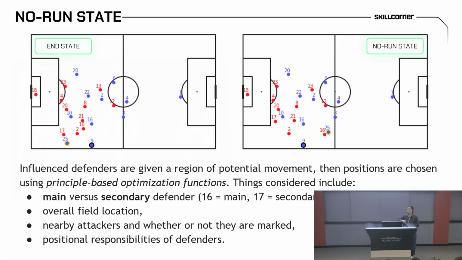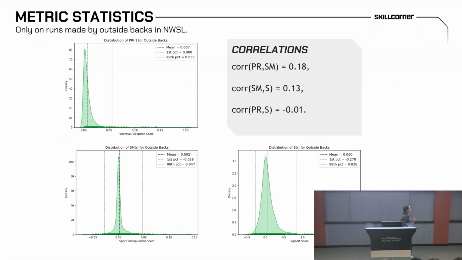For these defenders, we give them a region of potential movement, and then we move them based on some optimization functions. The optimization functions take in a bunch of information from the state, and it also is going to take in factors like the overall field location, the player's position, whether they're like a defender or a forward, and so on. So once we have the no-run state, we're able to look at some statistics.